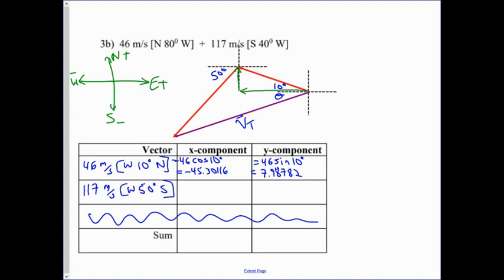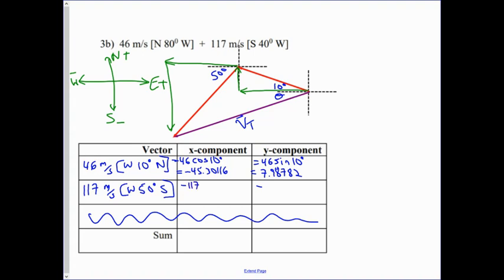Let's look at our second vector here and do our x and our y components. I notice my x component is going to be a negative. It's going to go like that. It's in the west direction, so it's negative. And my y component is to the south, so that's also going to be a negative. I'm going to have a negative value for both of these. So I'm going to start off just by making sure I indicate that those are going to be negative, because that's the direction those are going. Okay, let's put in our values.